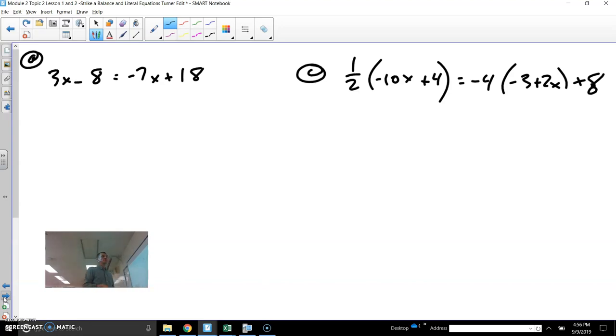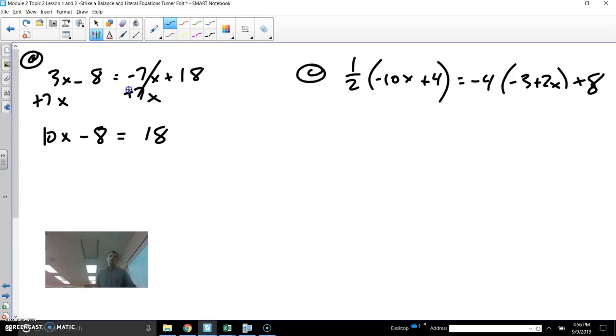So the first thing I notice is 3x and 7x are like terms, but they're on opposite sides. So I'm going to use the addition property of equality to add 7x away from the right side onto the left side for a new number. I'm then going to rewrite the rest of it.